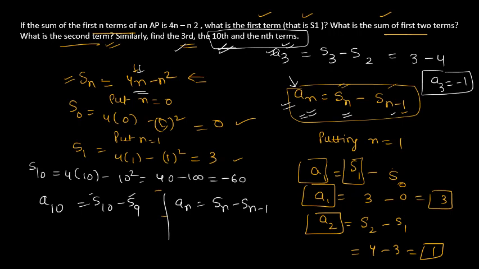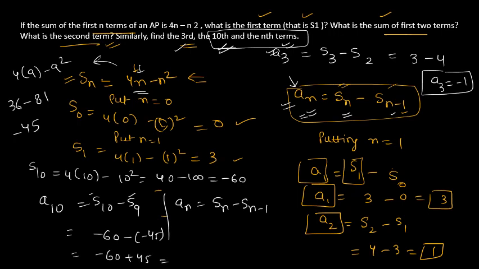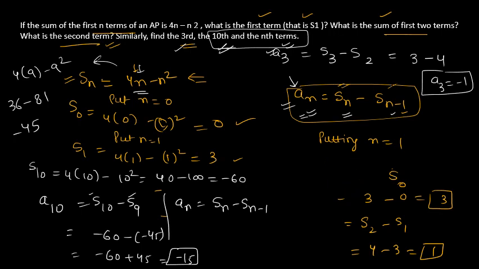And then if you have to find S9, S9 will become 4 times 9 minus 9 square, right? From here, 9 4s are 36, 9 9s are 81, 36 minus 81 is minus 45, correct? What is S10? Minus 60. What is S9? Minus 45. So minus 60 plus 45, that is minus 15, is your 10th term. Similarly, if you have to find the nth term, you have to apply this formula an is equal to Sn minus Sn minus 1, right? So how will it go?